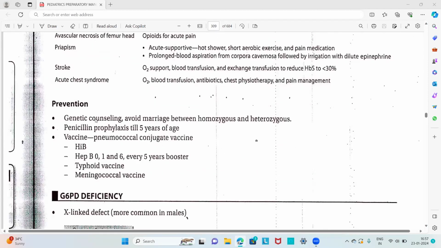Then about prevention, we have to go for genetic counseling, avoid marriage between homozygous and heterozygous individuals, and penicillin prophylaxis till 5 years of age. Vaccines: we give the pneumococcal conjugate vaccine, Haemophilus influenzae type B vaccine, hepatitis B vaccine at 0, 1, and 6 months with a booster every 5 years, typhoid vaccine, and meningococcal vaccine. So vaccination, penicillin prophylaxis, and genetic counseling help to prevent sickle cell disease.